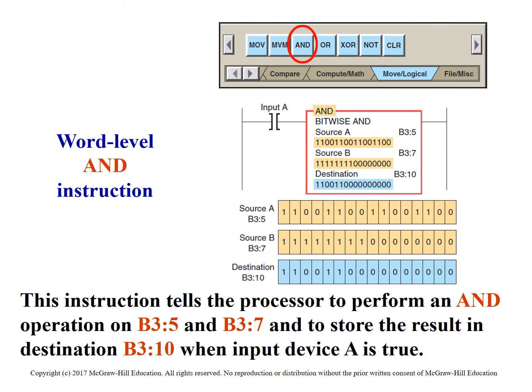So when we're looking at word level, we're looking at the whole word. We're not looking at one of these bits. We're looking at the whole 16 bits, or 32 bits if we're dealing with a ControlLogix 5000. As you can see here, they're taking the whole word of this information, a whole word of this information, adding the two together, and dumping them into a destination. So that's pretty much it.